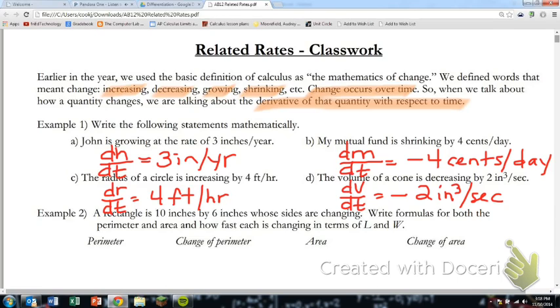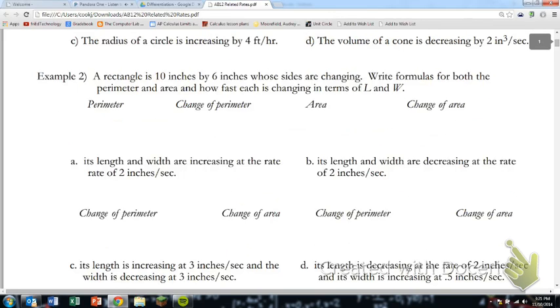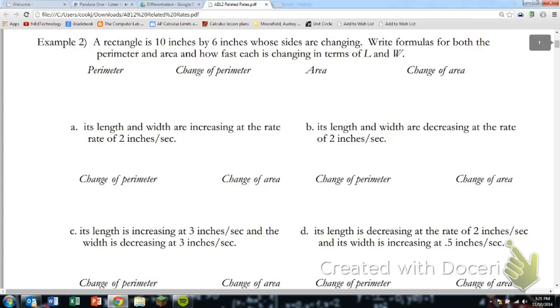Okay, so let's look at some examples of some problems that you would do where you would be finding information like that. So let's look at example 2. A rectangle is 10 inches by 6 inches whose sides are changing. Write the formula for both the perimeter and area and how fast each is changing in terms of L and W. It's kind of tempting because it says it's 10 inches by 6 inches, but those dimensions are changing. So those don't really mean a whole lot to us right now because they're both changing. They're not constant.